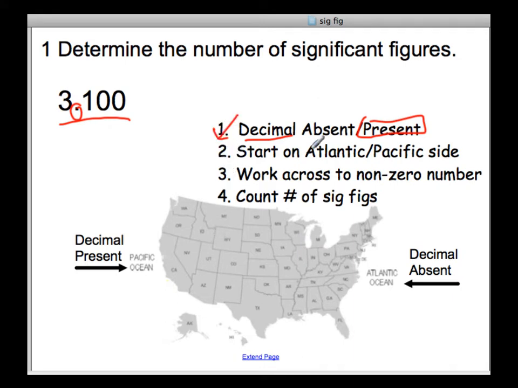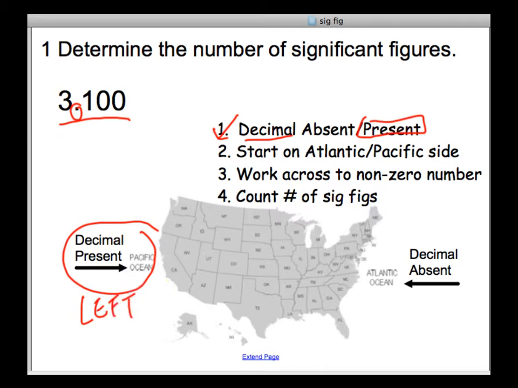Our second rule says start on the Atlantic Pacific side. Well, what am I talking about? Well, this is the idea. This decimal is going to be your key indicator to determine on what side of the number you're going to work across from. If I have a decimal that's present, well, then I start on my Pacific Ocean side of my number, which is just the left side of my number. So Pacific is just talking about the left side of the number.